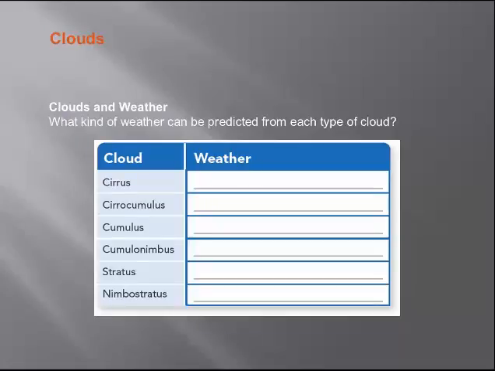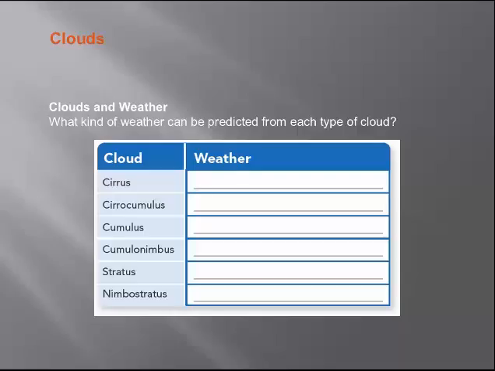So clouds and weather. What kind of weather can we predict from each type of cloud? Thinking back to that last slide, a cirrus cloud. What type of weather does it give us? A cirrocumulus cloud. A cumulus cloud. A cumulonimbus, a stratus, and a nimbostratus. What type of weather do we get from each one?